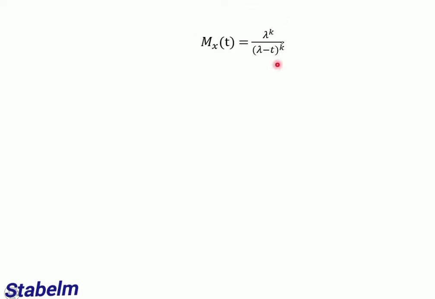Now we can write the moment generating function this way. M_X of t is lambda raised to power k into bracket lambda minus t raised to power minus k. What we've done here is we just brought this up, and the sign of the power changed to negative. That is all we've done here. So in this case, it will be much easier for us to differentiate this. In differentiation, we can use the product rule, because this is a function multiplied by another function. So we apply the product rule.